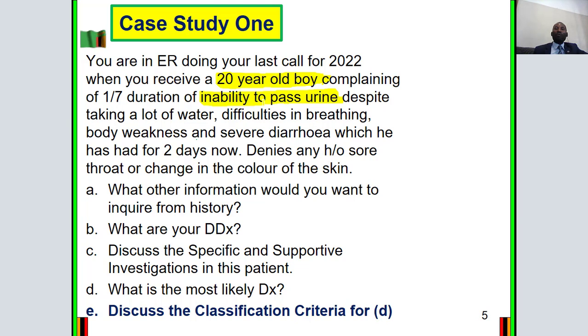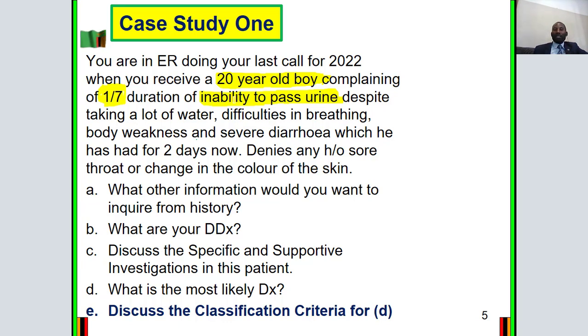Now, for how long has this problem been there? It's just for 1 day. So we have answered whether it is chronic or acute. We can see that it's an acute condition. So it's an acute condition of what system? Of the urinary tract system. Hope you are following.